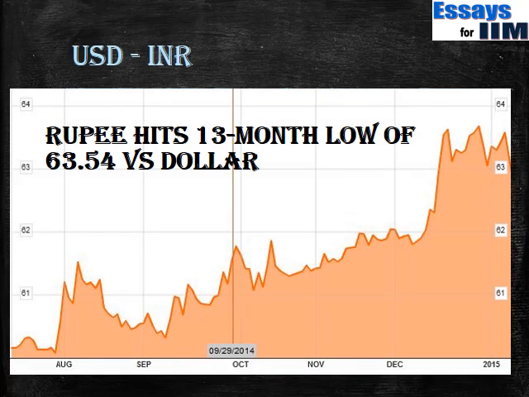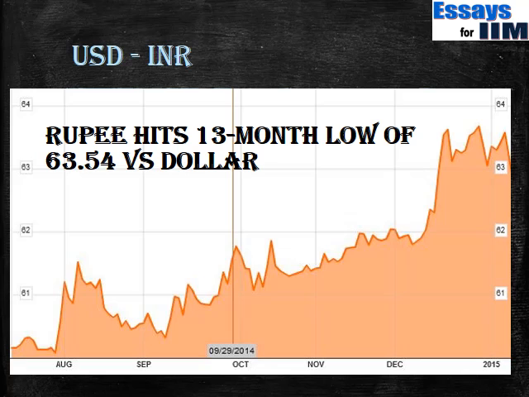So now, as has been in the news a lot, the rupee hit a 13-month low of 63.54 versus the dollar. This is a graph of the previous 6 months, the USD INR graph, where you can see that the INR has actually depreciated from a level of around 60 rupees versus the dollar to currently 63 rupees. So it is a very steep depreciation. But this is not the whole story. This is just one part of the story.